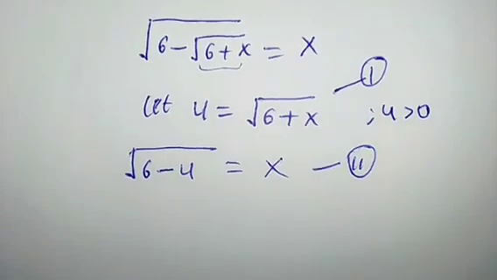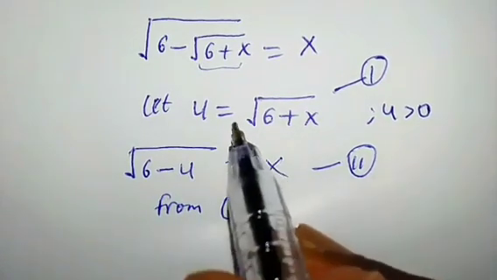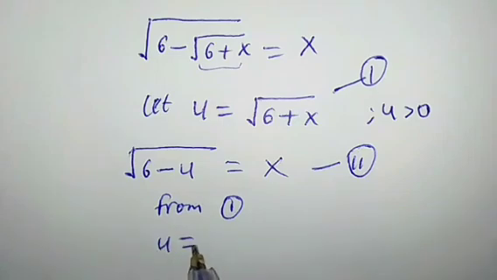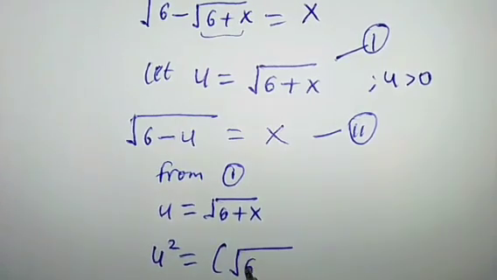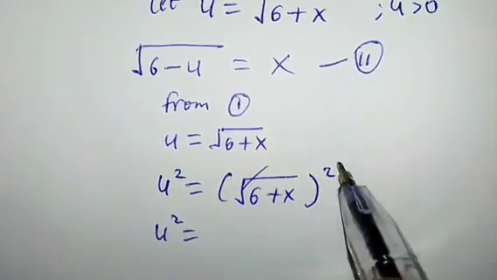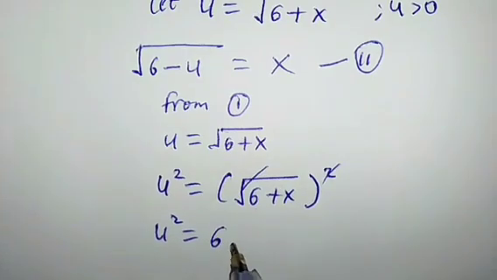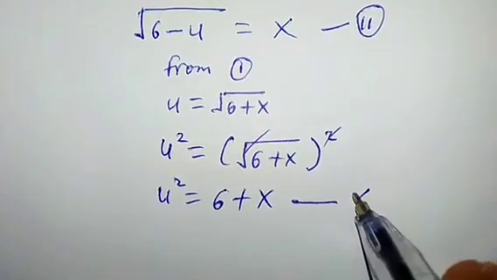We will now take it one by one. From equation 1, we have this guy, u equal to square root of 6 plus x. Suppose we square both sides, we are going to have u squared equal to square root of 6 plus x to the power of 2. This takes care of the power, so we are left with 6 plus x. Let us call this equation star.